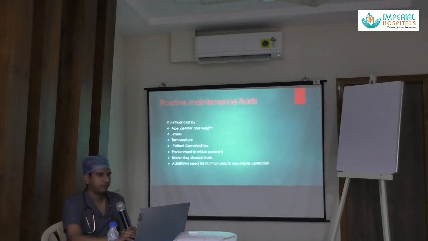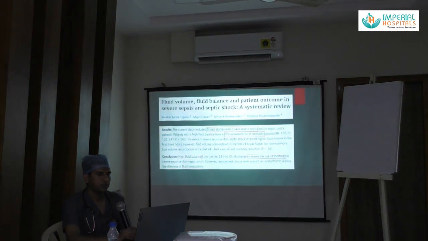Routine maintenance of IV fluids is based on different factors like age, gender, weight, losses, temperature, patient comorbidities, environment, underlying disease state, additional need for nutrition and electrolyte correction. This is a single systematic review where they studied 31,000 patients, where patients with a high fluid balance had a 70% increase in mortality. So high fluid balance from the first 24 hours to ICU discharge increases the risk of mortality.